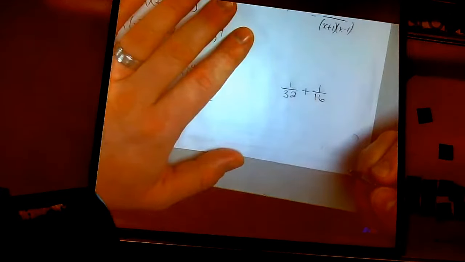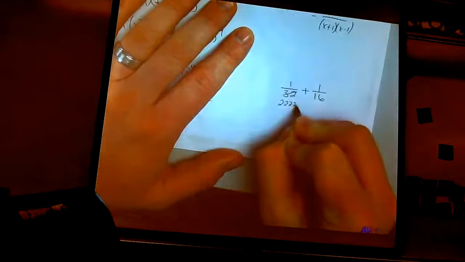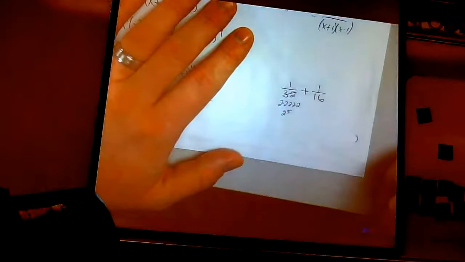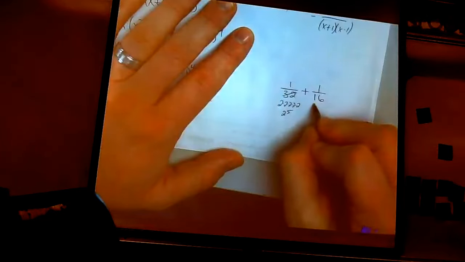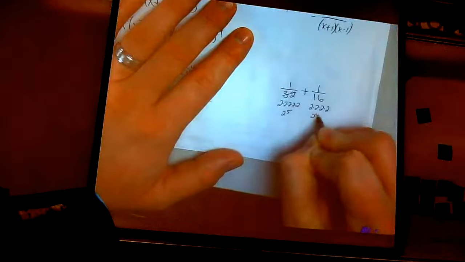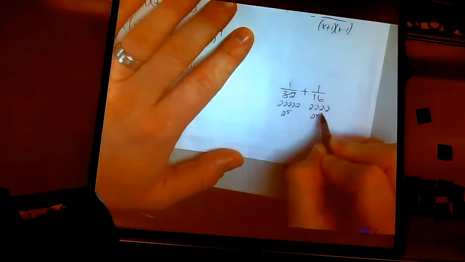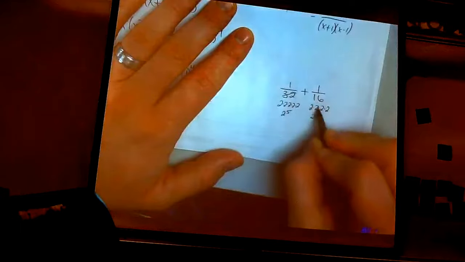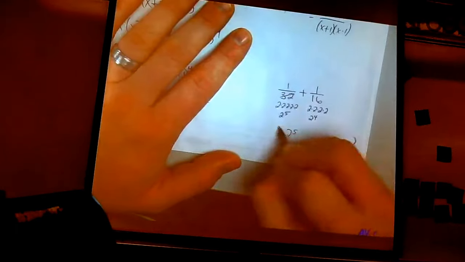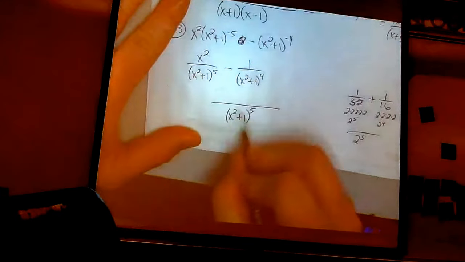32. Isn't 32 2 times 2 times 2 times 2 times 2, or 2 to the 5th? And this is 2 times 2 times 2 times 2, which is 2 to the 4th. Oh. Times this one by another 2, and I get this one, so that's my common denominator. Times this one by another x squared plus 1, and I get this one, so all I need is that.